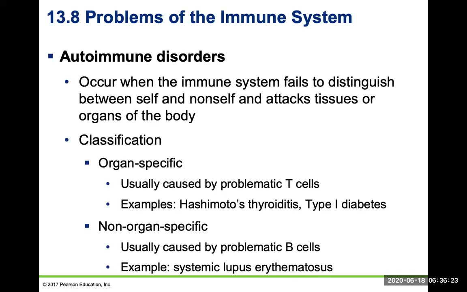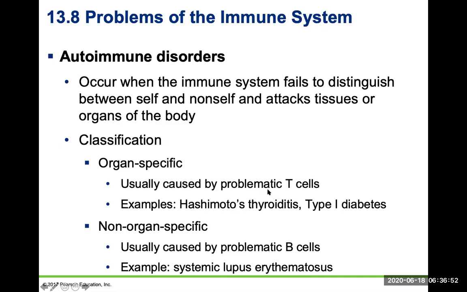Some autoimmune disorders, we'll end with this. They occur when your immune system fails to distinguish between self and non-self and attacks tissues or organs of the body. So if you ever hear of something, it's an autoimmune disorder. One example is rheumatoid arthritis, where your body continues to attack itself because it can't recognize what is self and what is non-self. It can be organ specific, and that's usually caused by problematic T cells.